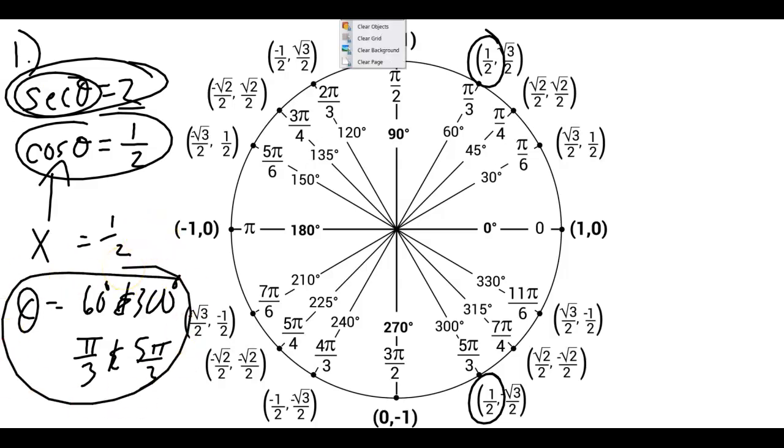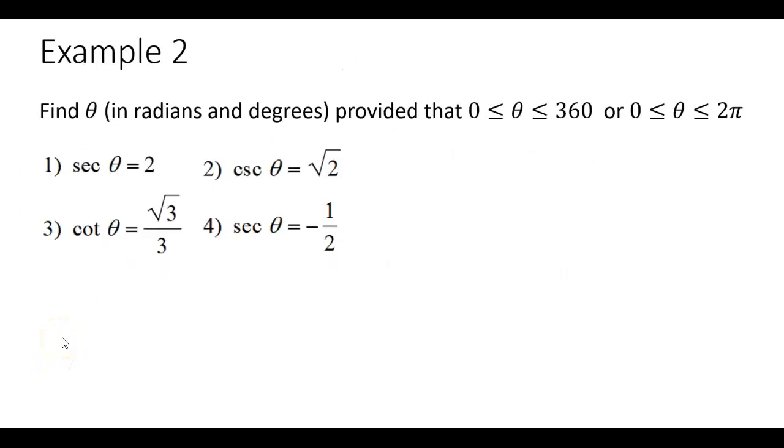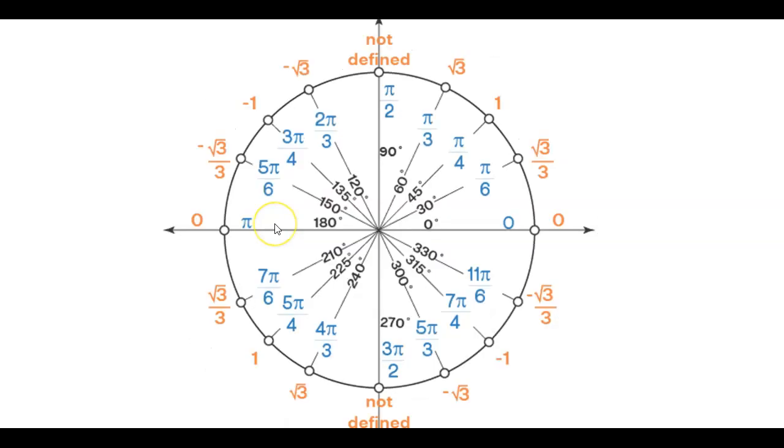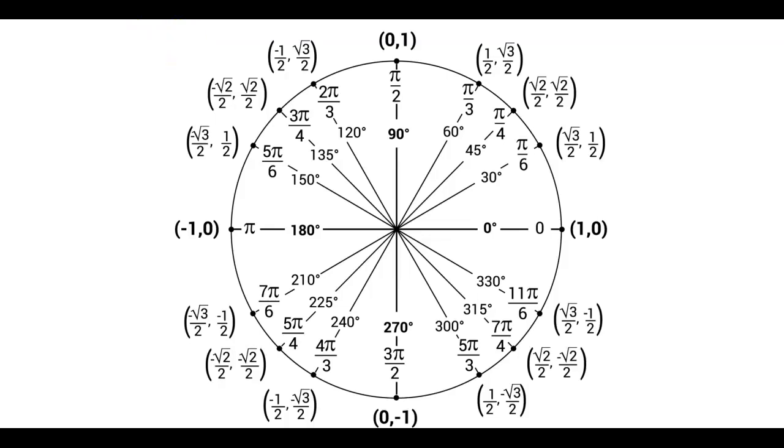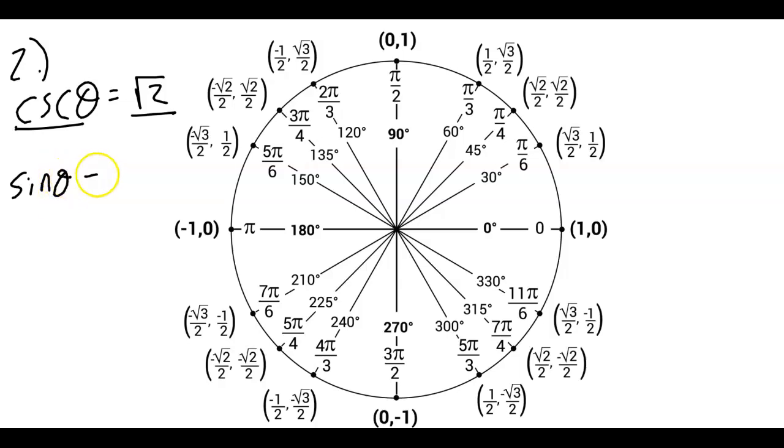Let's go ahead and take a look at our second problem. Cosecant of theta is equal to radical 2. Is that the right one, or was that the student practice? No, okay. Cosecant of theta equals radical 2. All right, so let's take the reciprocal on both sides. The reciprocal of cosecant is sine, and the reciprocal of radical 2 would be 1 over radical 2. And as you guys know, we don't like having square roots on the bottom, so I'm going to multiply the top and the bottom by the square root of 2, and that will give me this outcome.